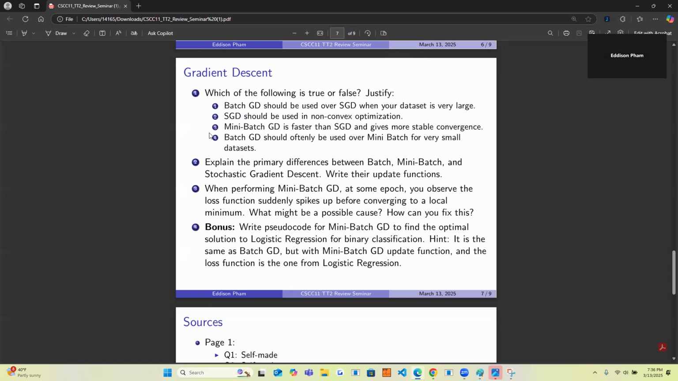Mini-batch gradient descent is faster than SGD and gives more stable convergence. Is this whole statement true or false? Let's say in general, is it true or false?